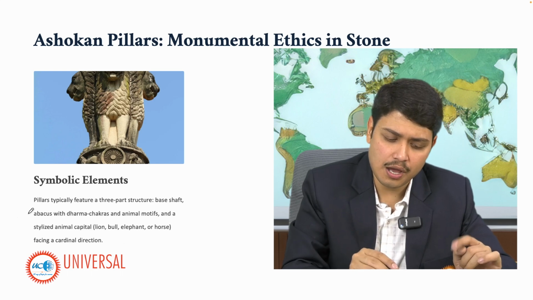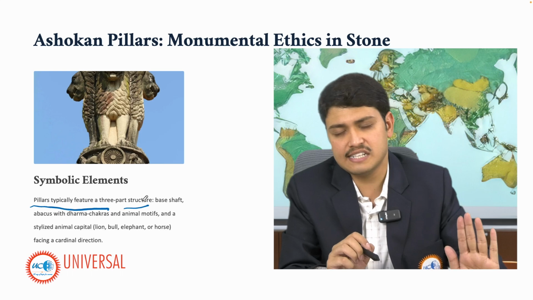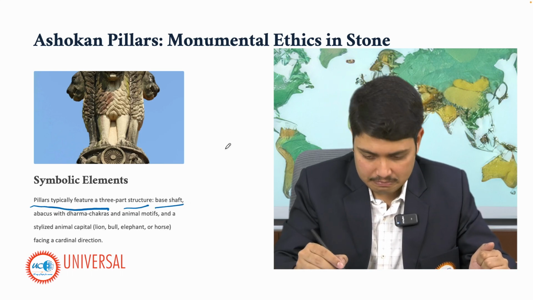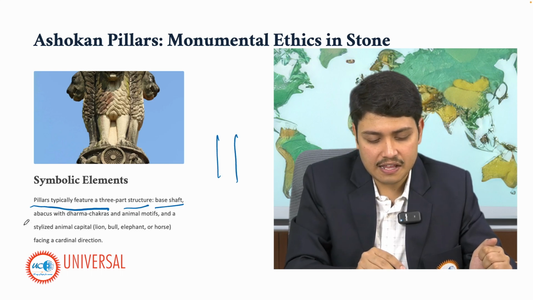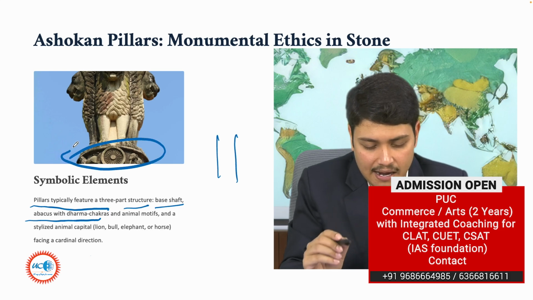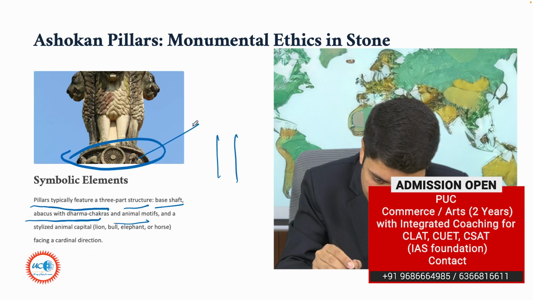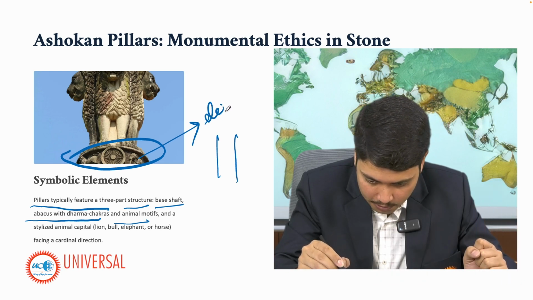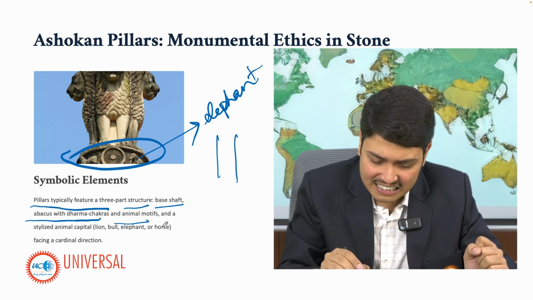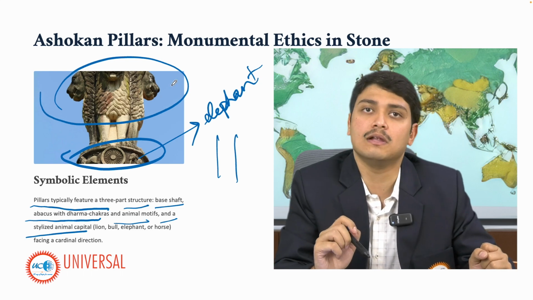Symbolic elements. Pillars typically feature a three-part structure. This is very important, very crucial. The base shaft, this part, and the abacus with dharma chakras. As we can see, this is the abacus with the dharma chakras, and animal motifs. As we can see in this image, we have elephants in the animal motifs in the abacus, and a stylized animal capital.